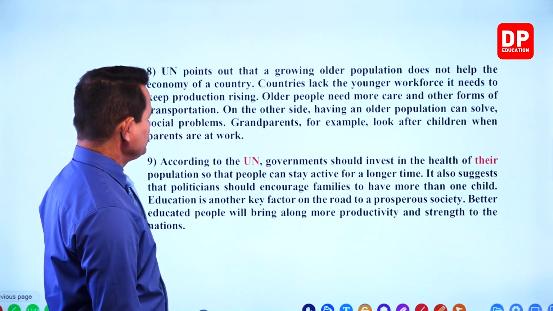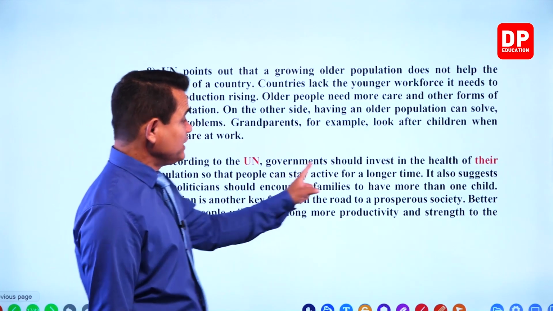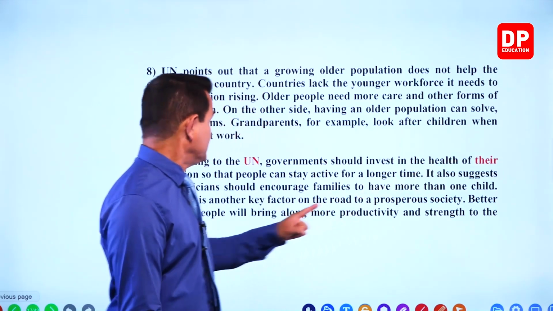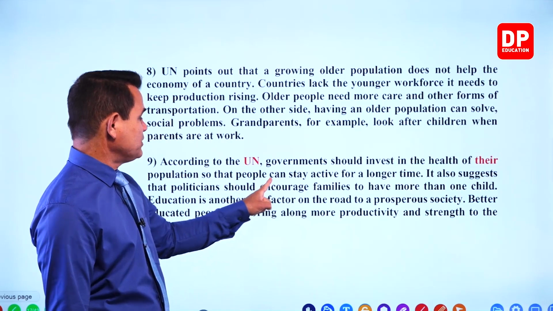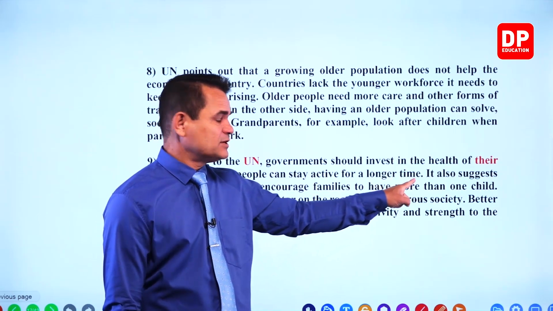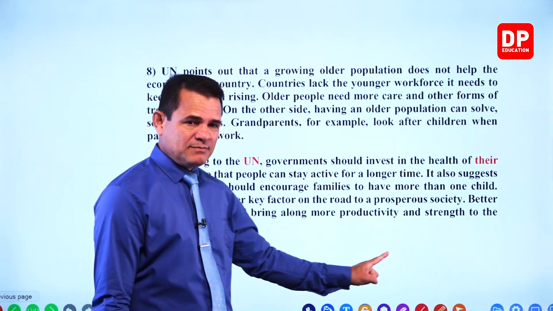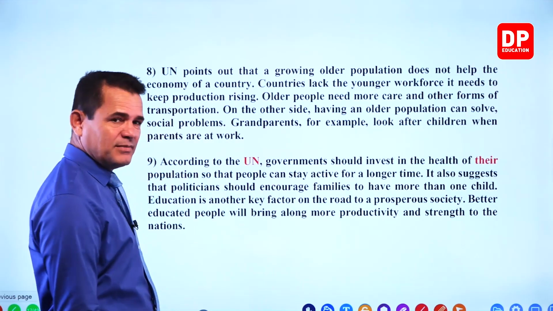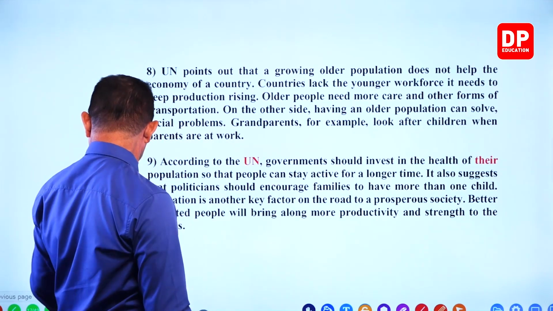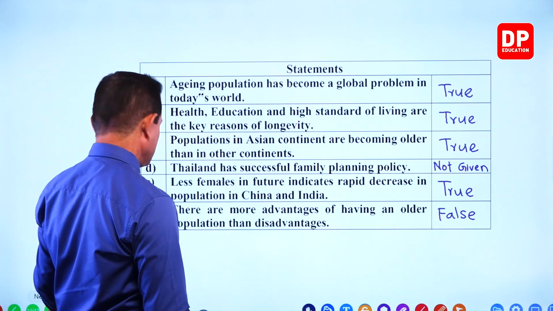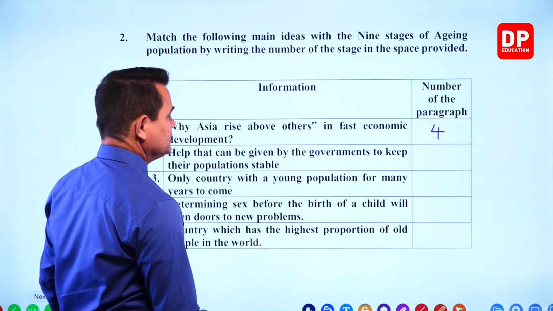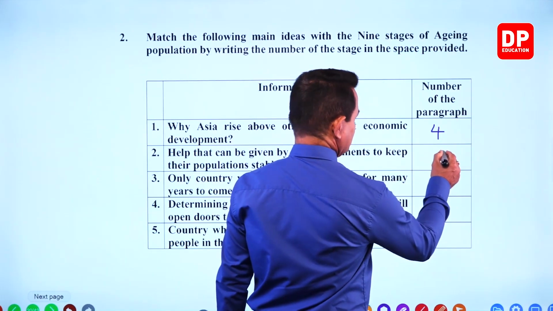According to the UN, governments should invest in the health of their population so that the people can stay active for a longer time. So which paragraph says this? Paragraph 9. Then the answer we can put there is 9.